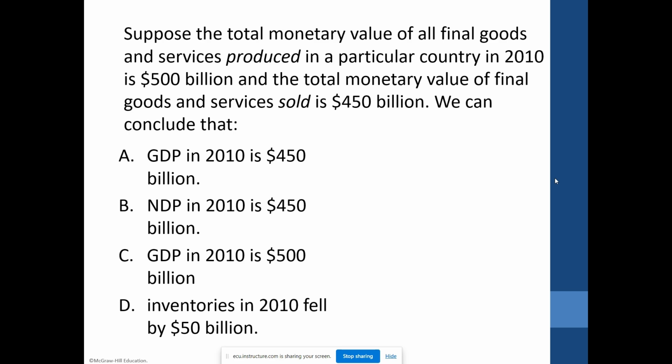Let's do some practice. Please pause and try. And the answer is GDP in 2010 is 500 billion. The unsold ones go to inventory, which is also part of the GDP of the current year.